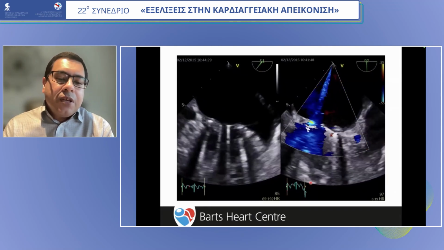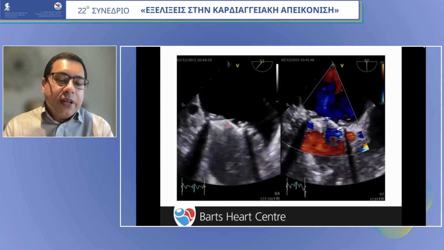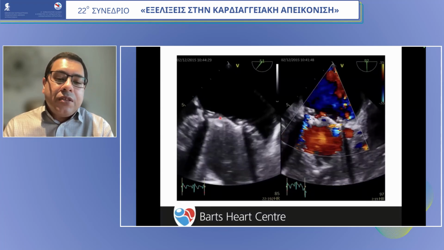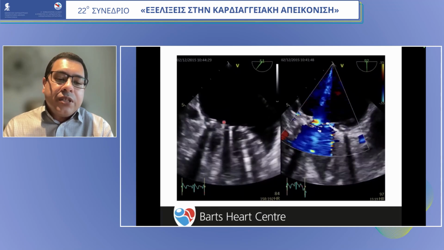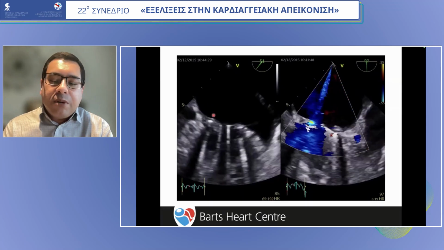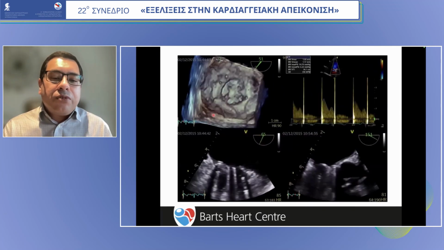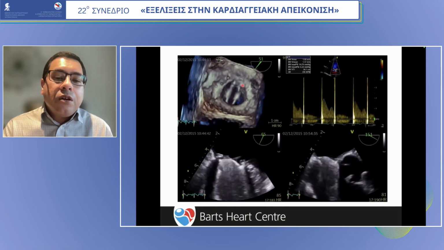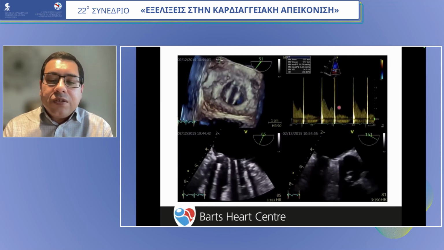So this is the TOE. And we can see that the discs actually open normally. But what we do see is a small thrombus attached to the sewing ring, causing increased gradient. And it's likely the cause of their embolic infarct we saw in the CMR. This is just 3D, where you can see the clot on the 3D, and we can see elevated gradients of 6.